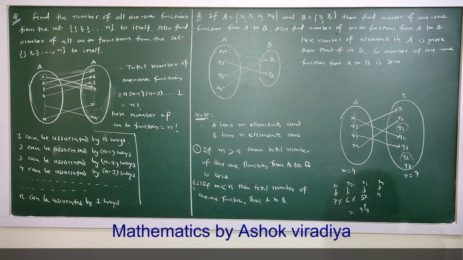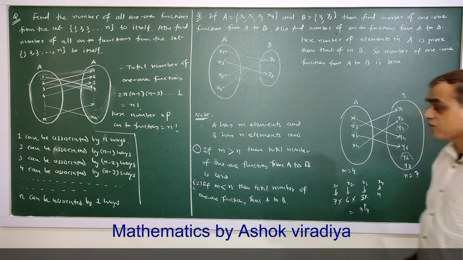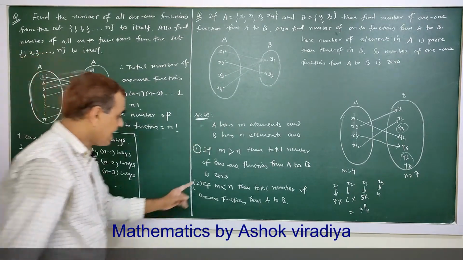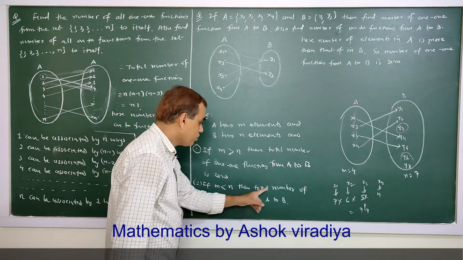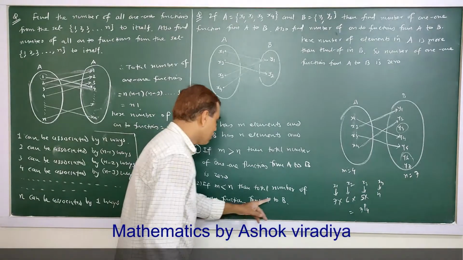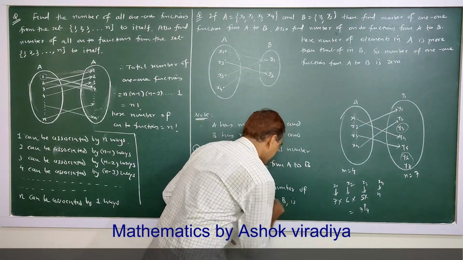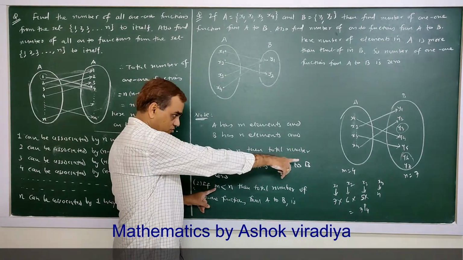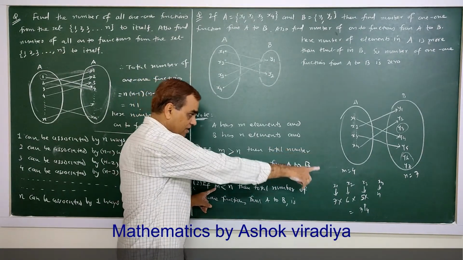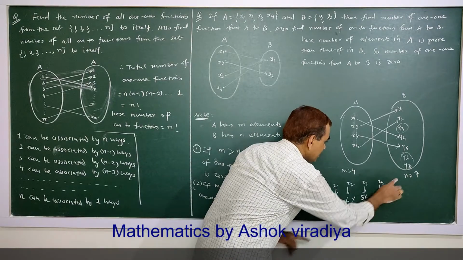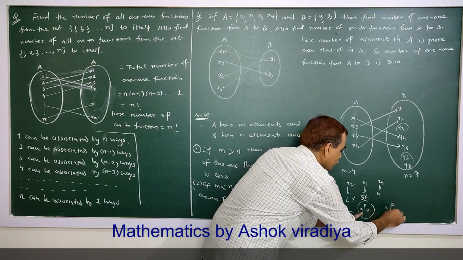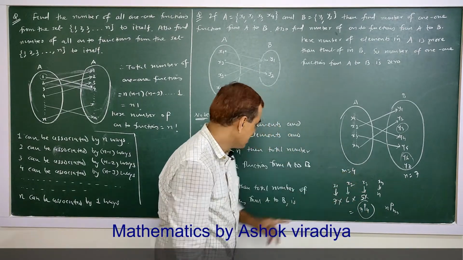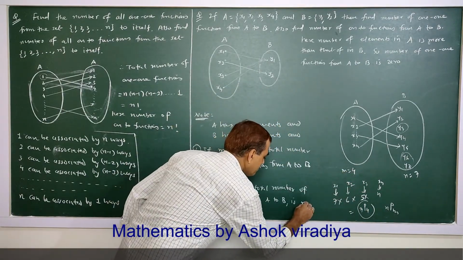7 into 6 into 5 into 4. So here we can put the formula for this rule: if m is less than n, then the total number of 1-1 functions from A to B is, say here the number was 4, here the number was 7, so it is nPm. This is for m less than n. So nPm.